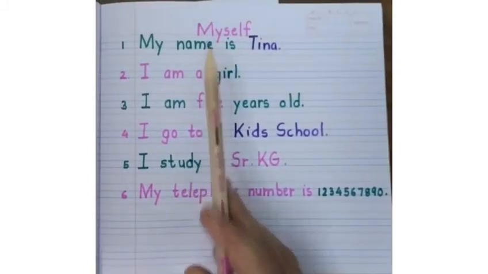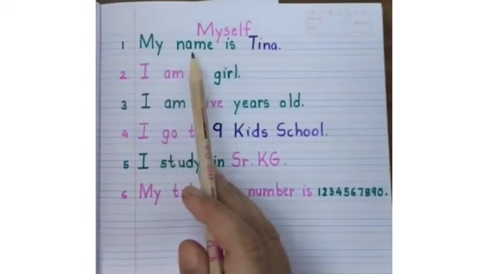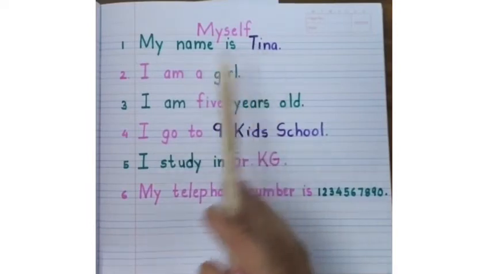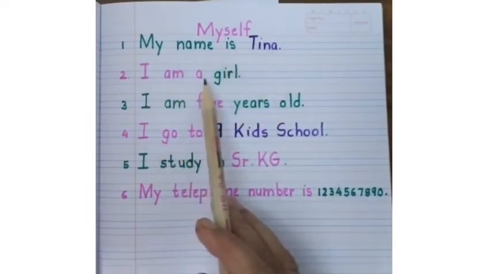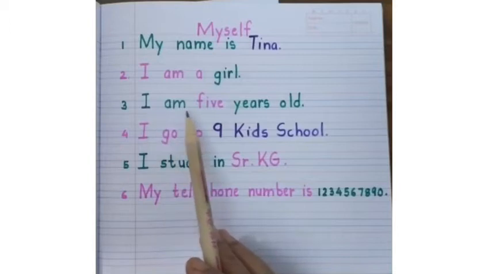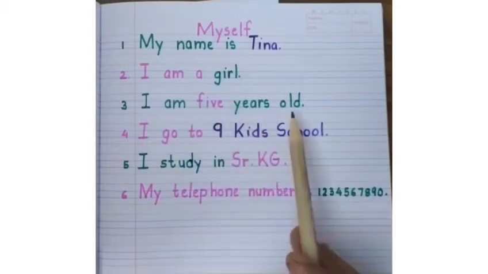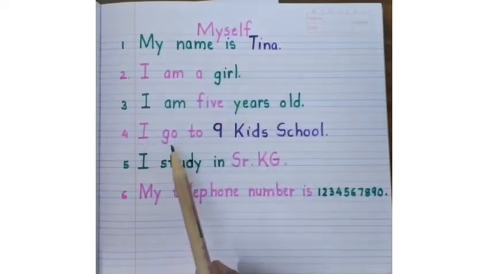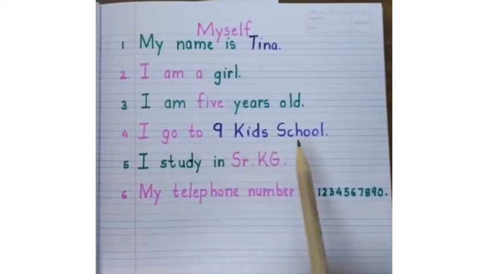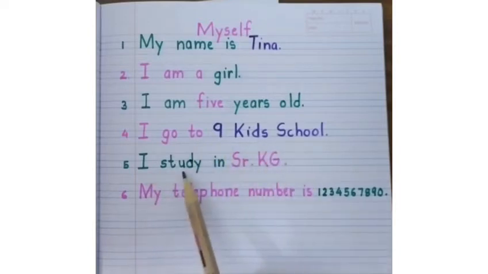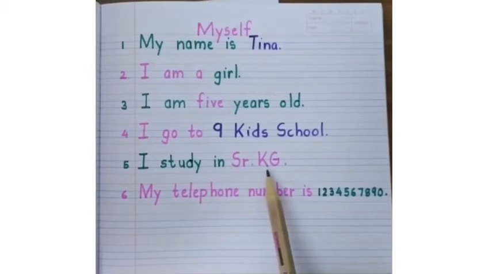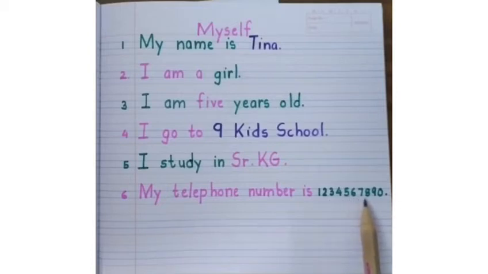Myself once again. My name is Tina. I am a girl. I am 5 years old. I go to 9 kids school. I study in senior KG. My telephone number is 1234567890.